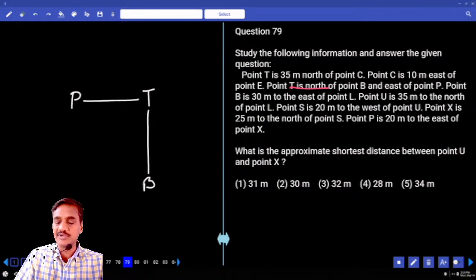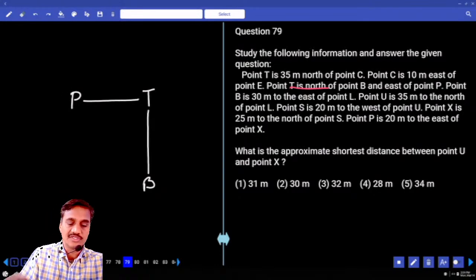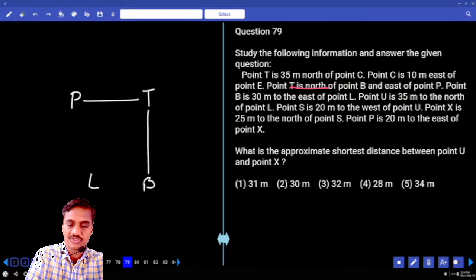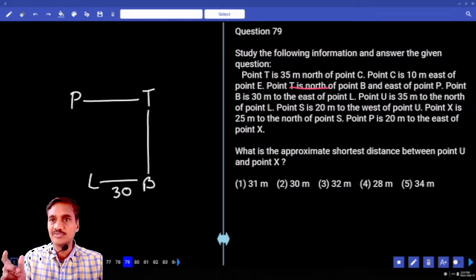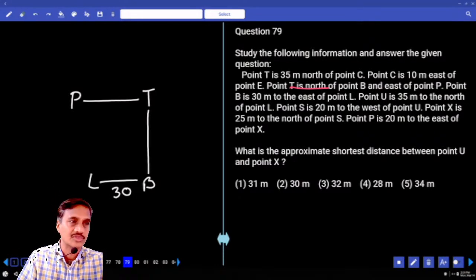B is 30 meters to the east of L. Now what is the distance here? B is 30 meters to the east of L. The distance between these two is 30. The distance between P and T is not known as of now.